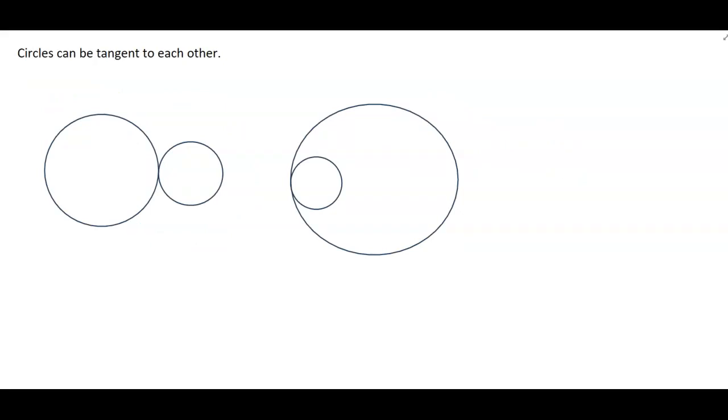Now circles can be tangent to each other. So these two circles are externally tangent because this circle is outside this one. And these two circles are internally tangent because this is tangent to the bigger one and it's inside the bigger one. And notice that they're both tangent to a line if we drew a line like that, okay?